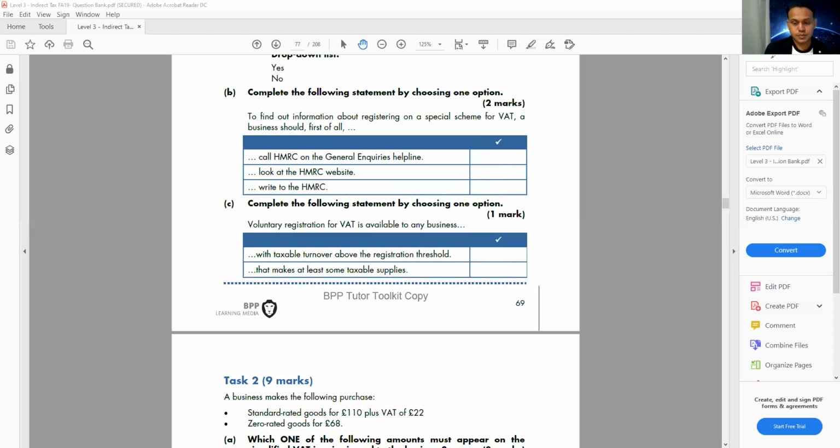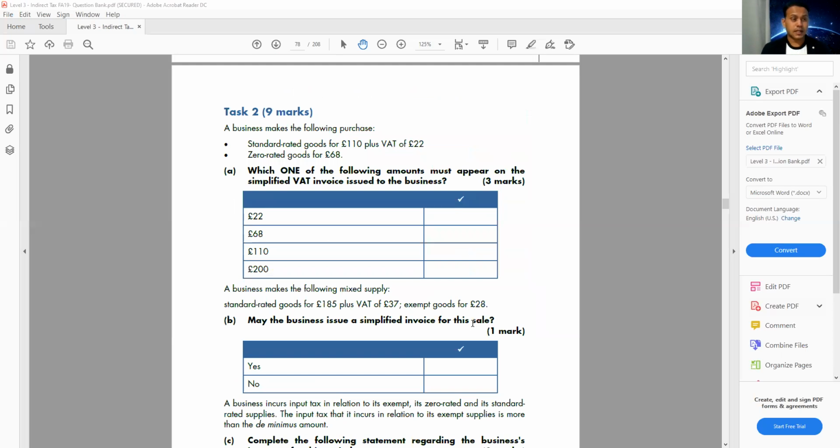Okay, let's move on to our next question. Now we have a little bit of the technical side. Here we have to do some calculation. So you move to task number 2, and here we have some type of calculation. We have to do some workings to get the result. So let's read this question.